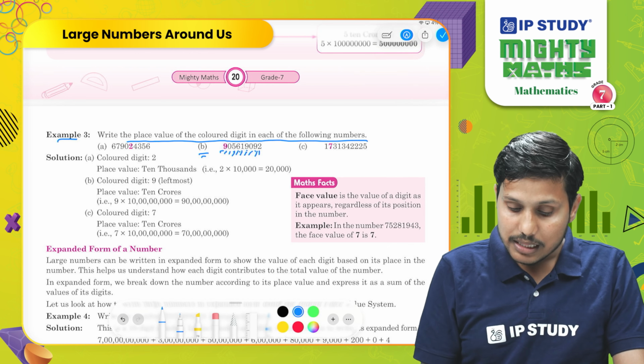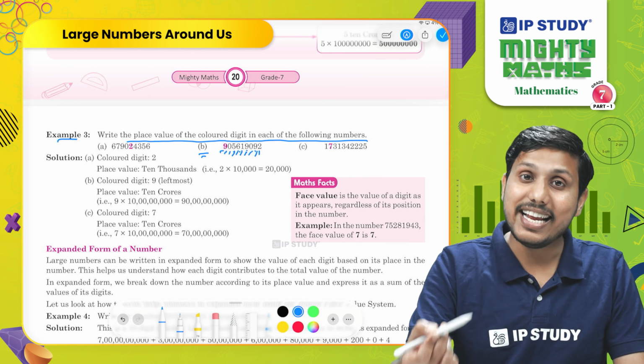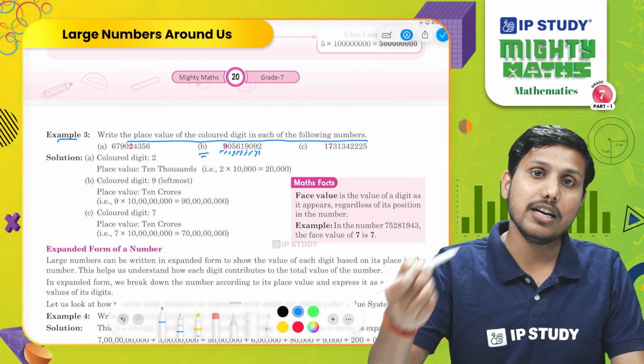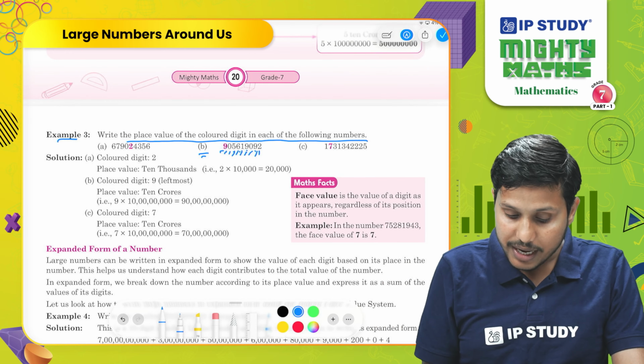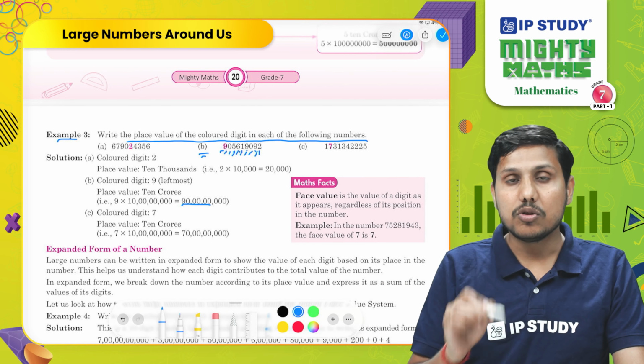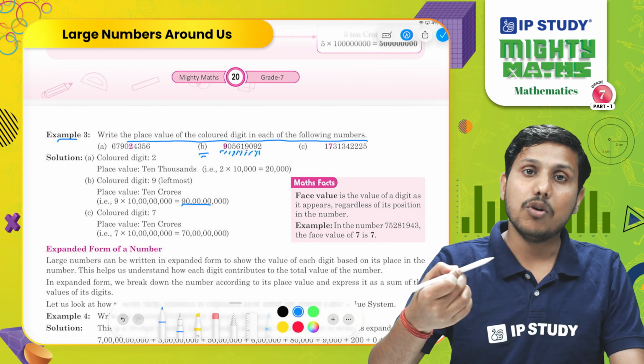So it means the place value of 9 will be 90 crore. 9 multiplied by 10 crore is its place value. So it will be 90 crore. So this is how we tell the place value of a digit.